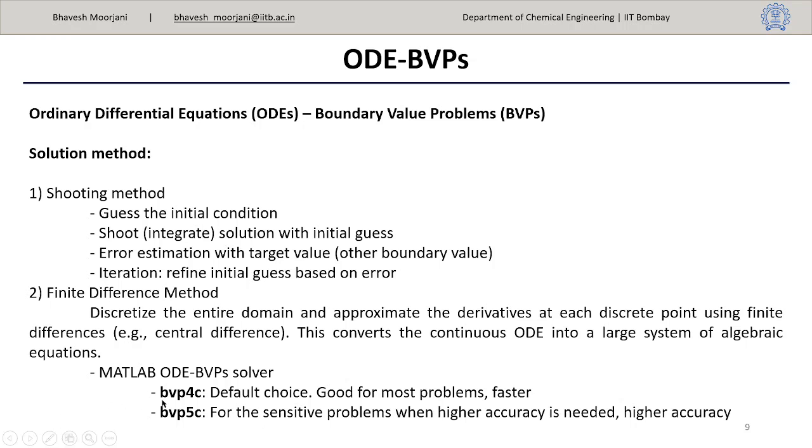Generally, bvp4c is a default choice, which is good for most problems. It's also faster. But if you have a sensitive problem or these stiff ordinary differential equations where you want higher accuracy, then you can use bvp5c, right? Now the way you call both the solvers is the same. We will discuss that part also. So implementing both the solvers just involves changing the command from 4 to 5. We will come to that aspect also.